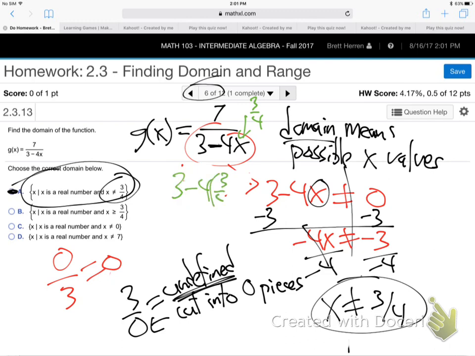3 minus 4 times 3/4. See how that would be a problem? These 4s would cancel, and you would have 3 minus 3, 0. That would make the denominator 0, which would choke the thing. You can't have 0. You can tell your calculator, take any number, divide by 0, it'll go error. You can't do it.